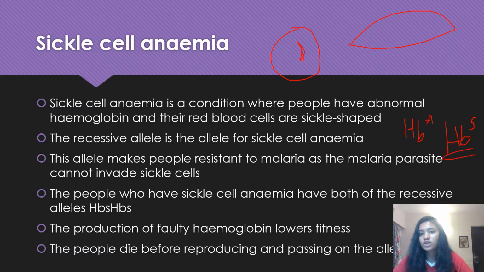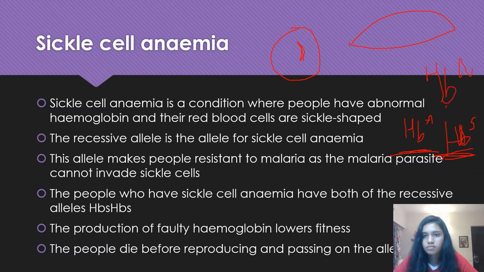So if someone has HbA and HbS, this is like incomplete dominance, where you will have normal hemoglobin, but some of your red blood cells may be sickle shaped. But basically HbS, the allele for sickle cell anemia, is always recessive. And sometimes in your mark schemes and in your papers, HbA is also written as HbN. Don't forget that.